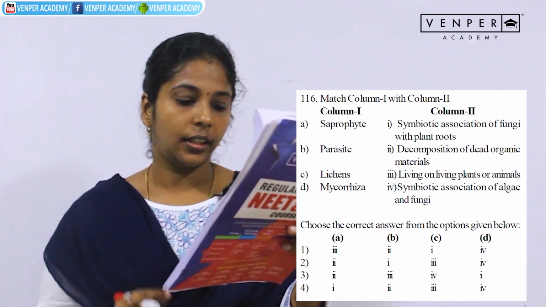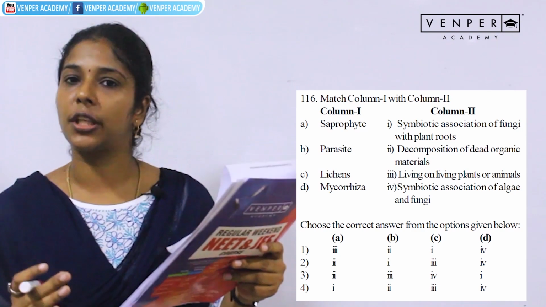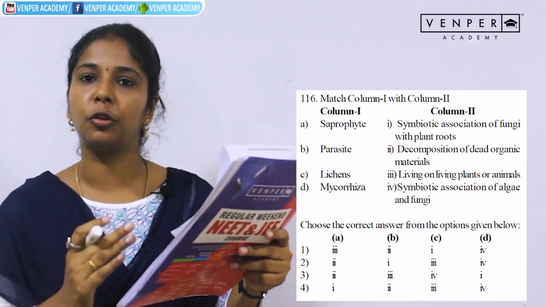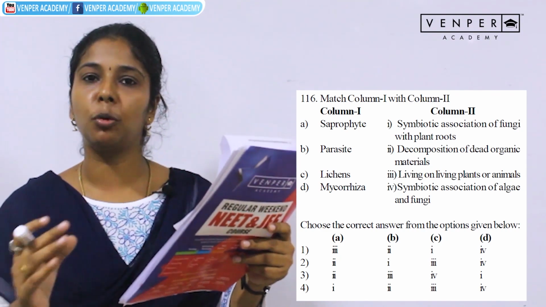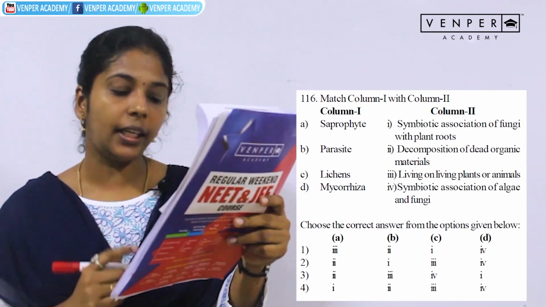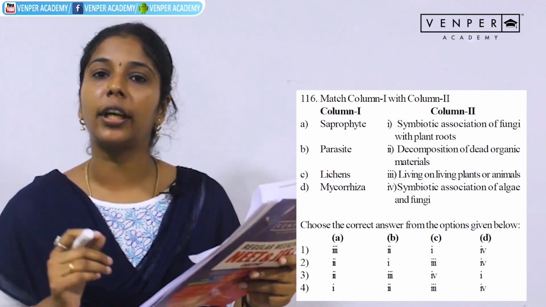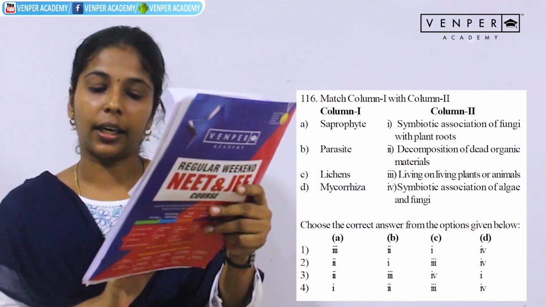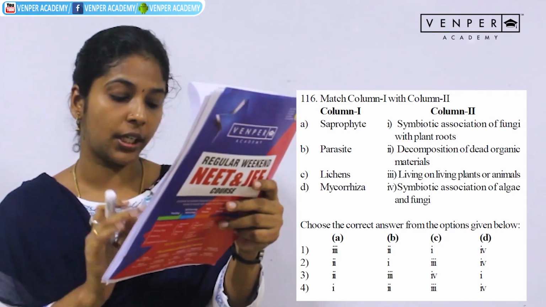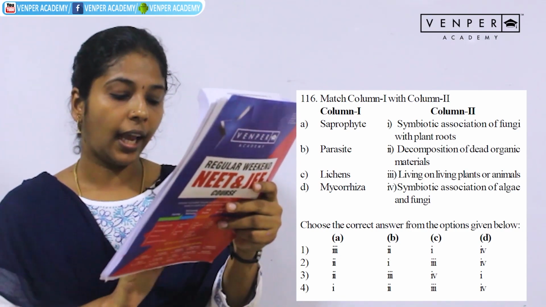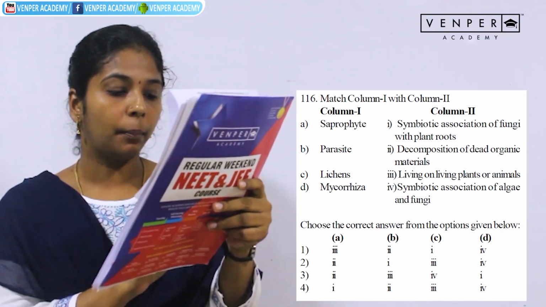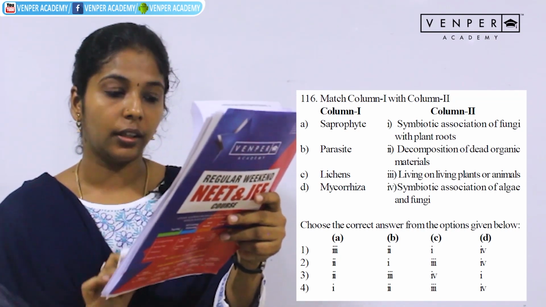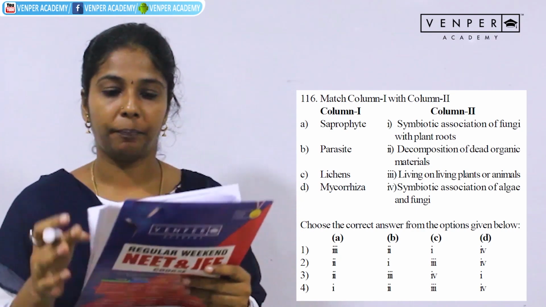C is lichens. Lichens is a symbiotic association of algae and fungi. Algae provides water and fungi provides food. So they both live in a mutual association. D is mycorrhiza. It is a symbiotic association of fungi with higher plant roots. So the correct answer for the question is option 3: A, saprophyte is 2; B, parasite is 3; C, lichens is 4; and D, mycorrhiza is 1. So the answer is option 3.